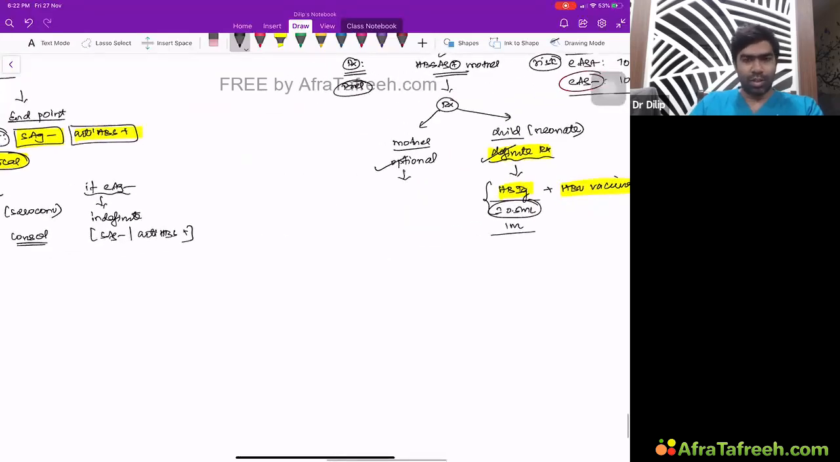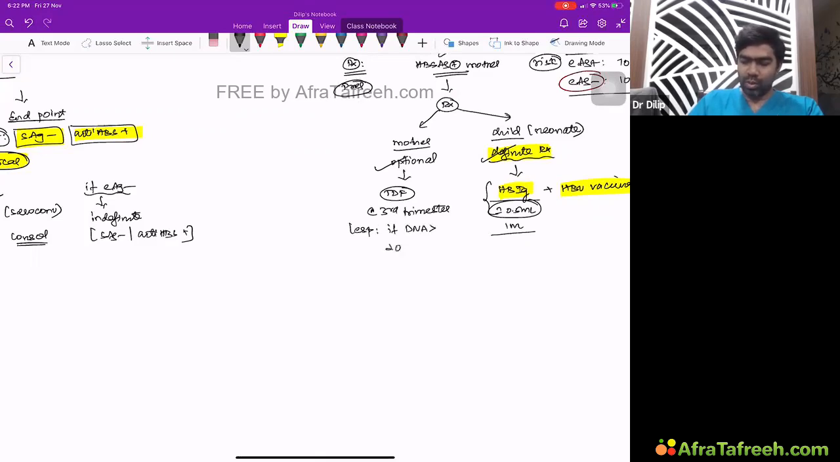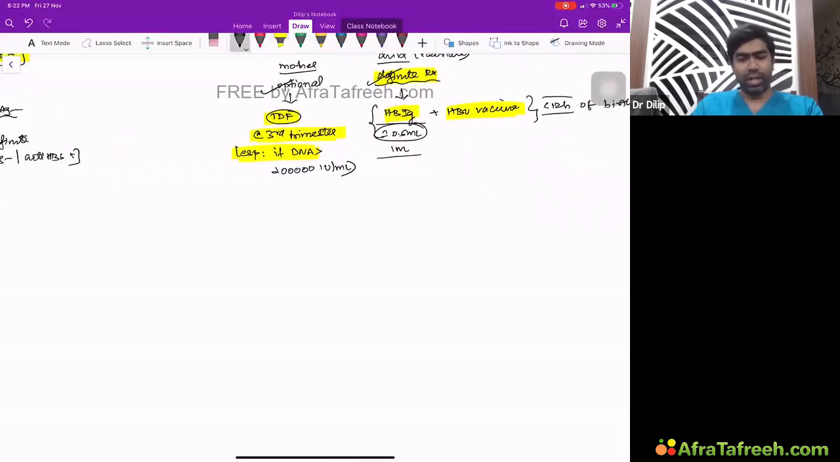Mother is optional. You can start with antiviral. Typically, we start with tenofovir, typically at 3rd trimester. Especially, the most important indication is if DNA levels are very high. At very high DNA levels, there is a high risk of vertical transmission. So mother is optional. You can give TDF, especially at 3rd trimester, and especially if DNA levels are more than 200,000 international units per ml. That is more than 1 million copies, 10 lakh copies per ml.